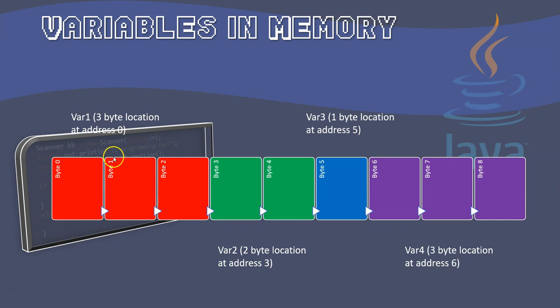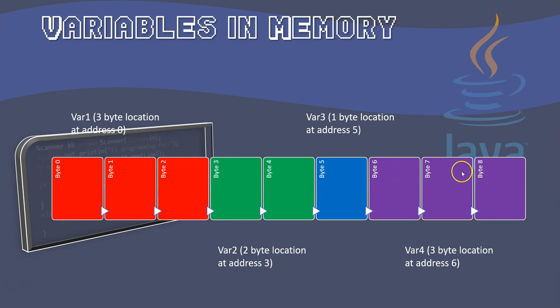var2 is a 2-byte location, which means it requires 2 bytes of memory, and it starts at address 3. Variable 3 has a 1-byte location at address 5. So this would be, for example, like a Boolean value, which is simply true or false. And lastly, we have var4, which is another 3-byte location. You notice it starts at address 6.